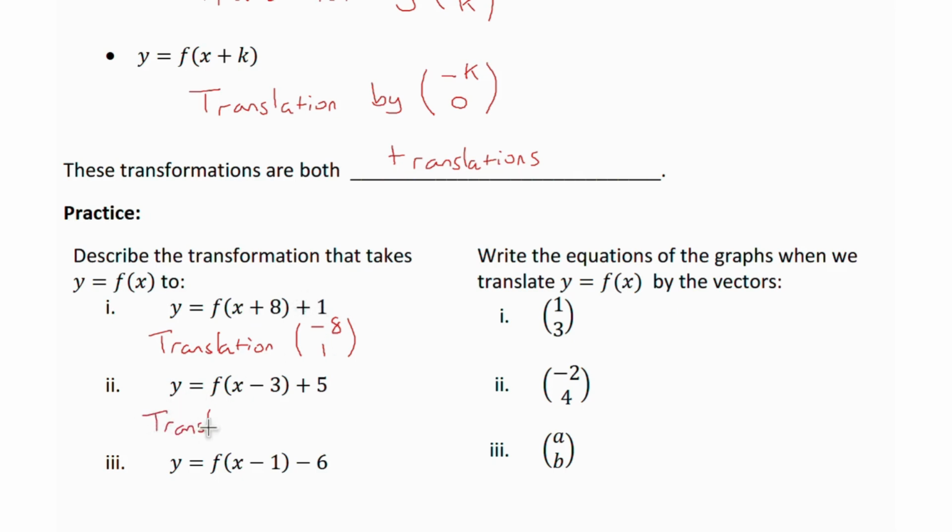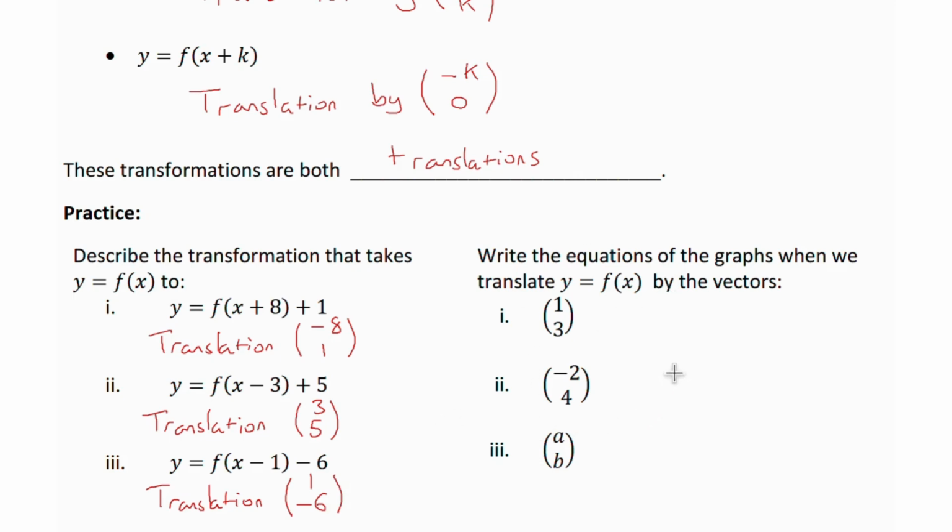This one is also a translation by the vector, or if it's minus 3 inside the brackets, it's a translation of 3 in the x direction, and then positive 5. Minus 1 becomes positive 1, and then the minus 6 in the y direction stays as minus 6.